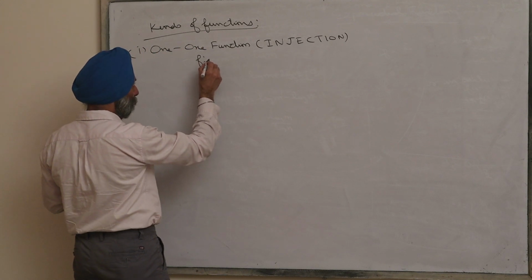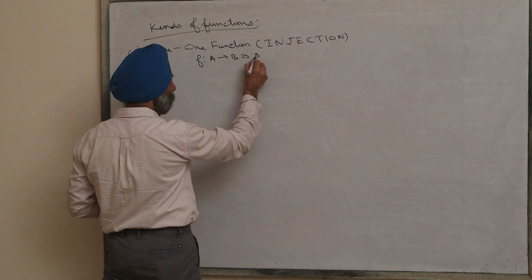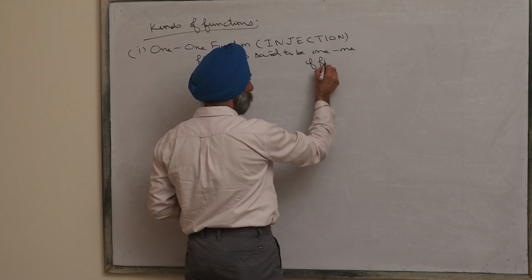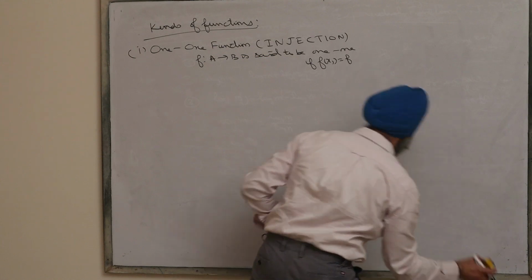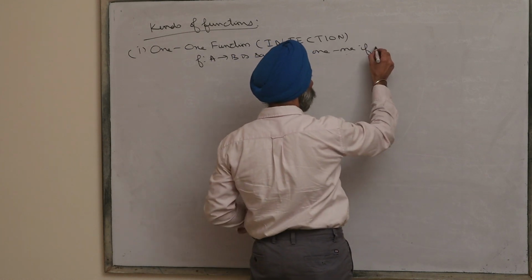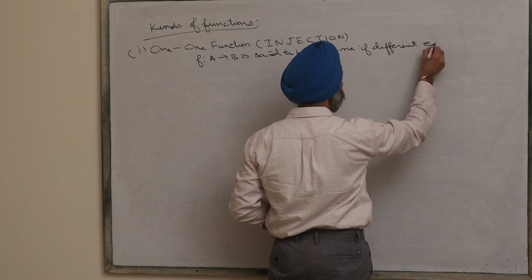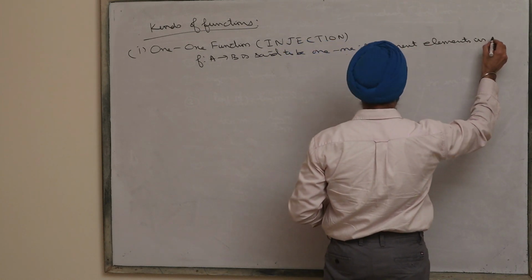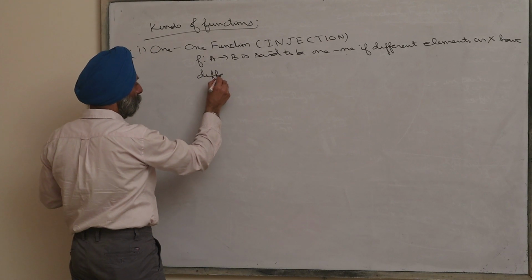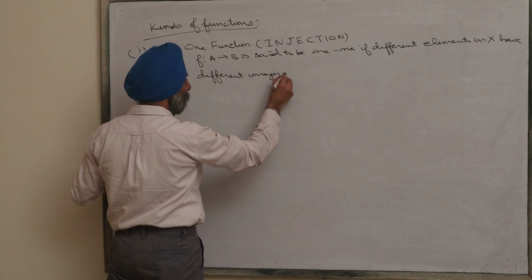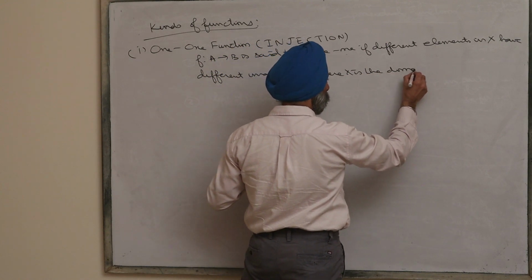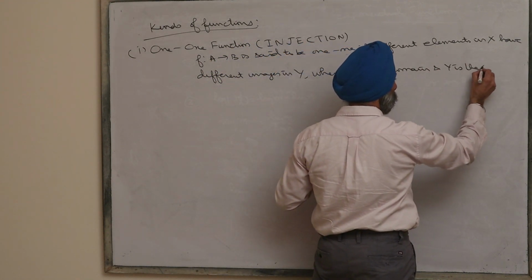Now, a function f defined from A to B is said to be one-one if different elements in X have different images in Y, where X is the domain and Y is the codomain.